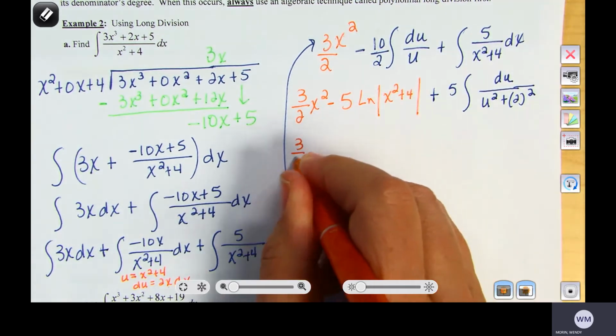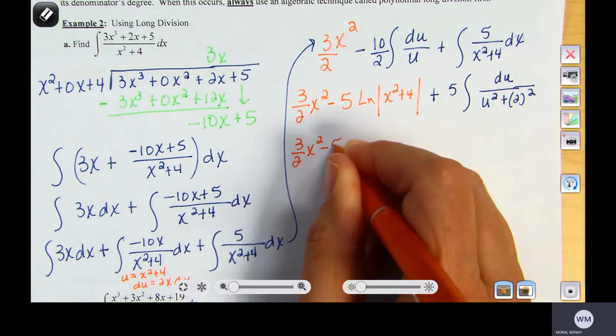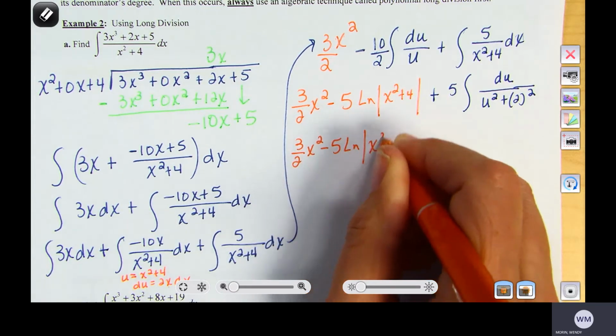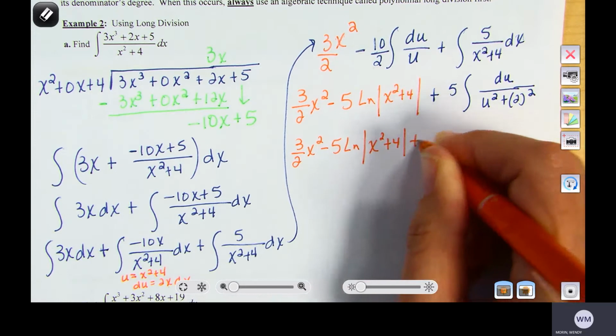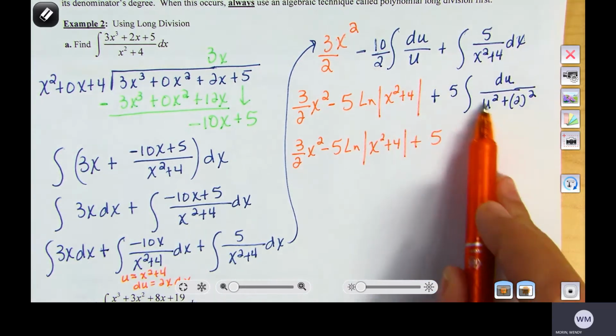So this I already integrated. This one I already integrated. And now I have to do the last one. What does that go with?